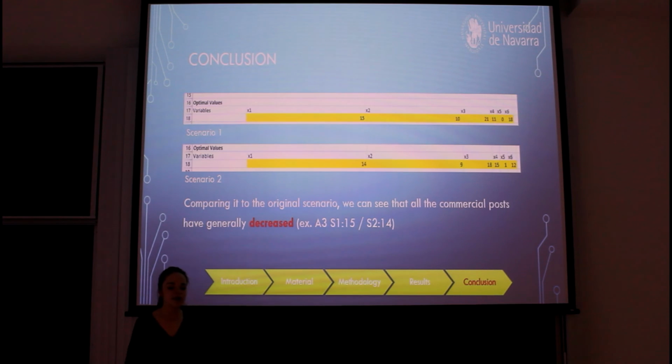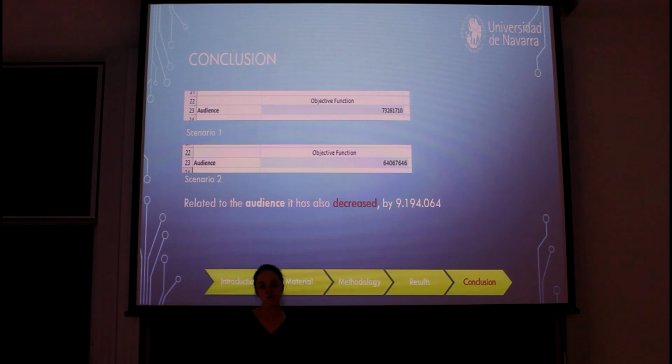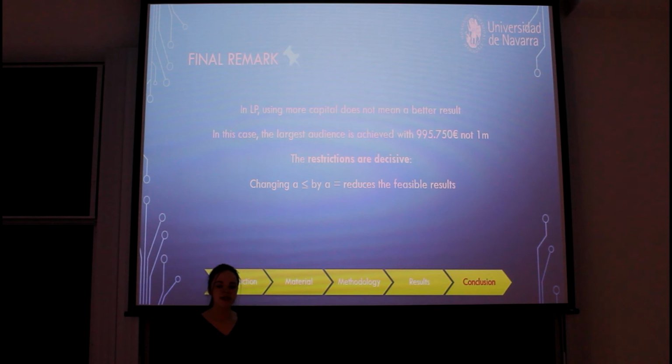Comparing these two situations, we can see that almost all spots have generally decreased, except for the Mail Shots, which have increased by 1 after adjusting the budget. Surprisingly, our audience, which we wanted to maximize, has decreased when increasing the budget. In linear programming, we can see that using more money doesn't involve getting a better result. Our best result was reached in the first scenario with the largest audience when using less money. Basically, changing the less or equal to by equal to reduces the feasible results.